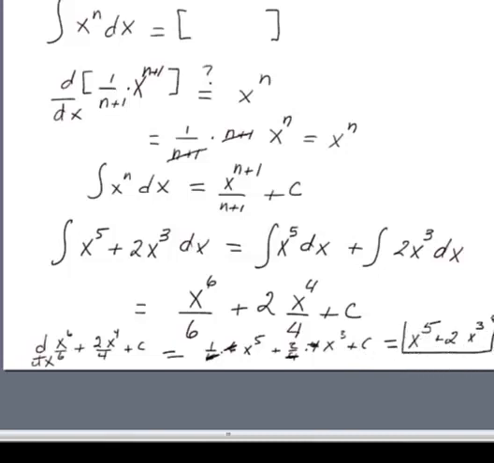So when I take the derivative of 1/6 x to the 6th plus 2/4 x to the 4 plus any constant, I get x to the 5th plus 2x cubed, which is what proves that this expression is the antiderivative of x to the 5th plus 2x cubed. And that's all for now.